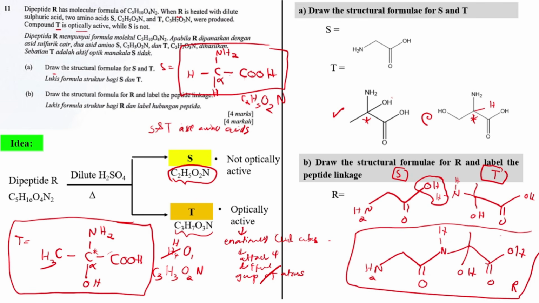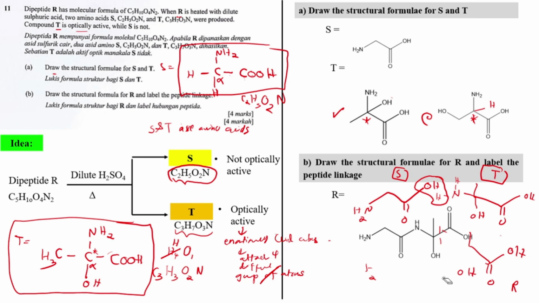This is how I would draw it digitally. From S and T, I'm going to eliminate water because this is a condensation reaction, and an amide bond is going to be formed. So I'm going to cancel this again, erase this, and we're going to focus on here.